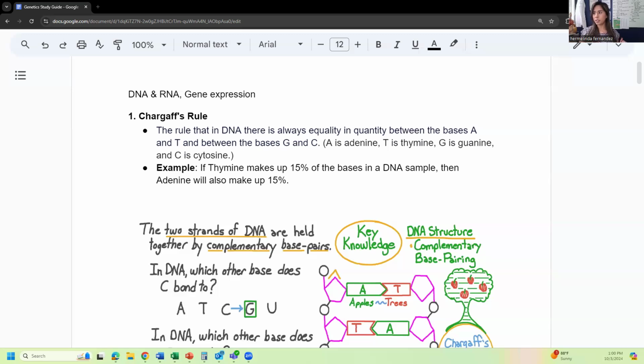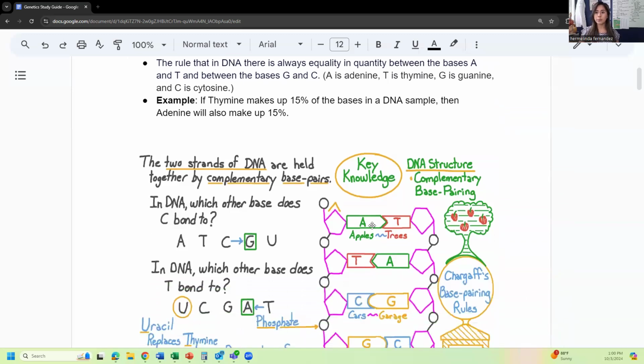A little memory trick for this is that apples are in trees and cars in garages. So adenine will always pair with thymine, and cars, or cytosine, will always pair with guanine, okay? Another thing is, here's an example: if thymine makes up 15% of that particular DNA sample, adenine would also be 15%, okay? So don't forget that.